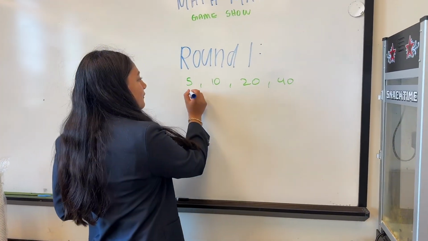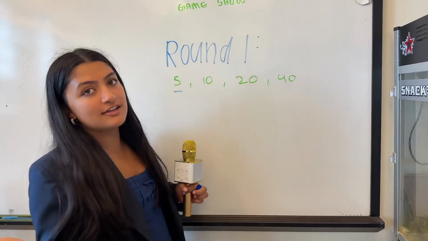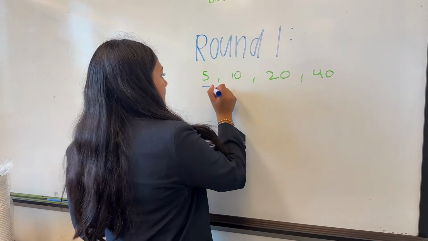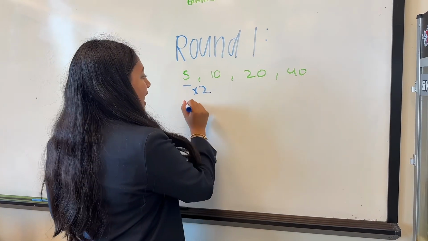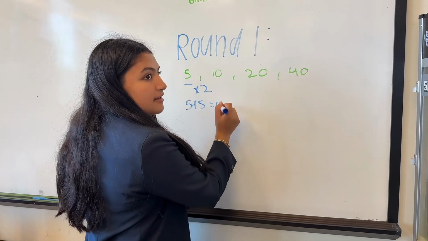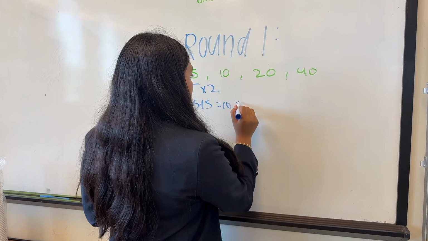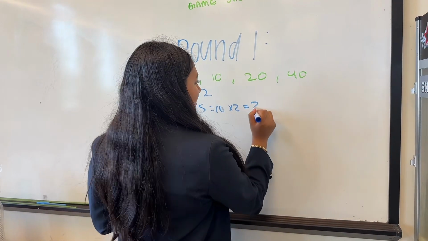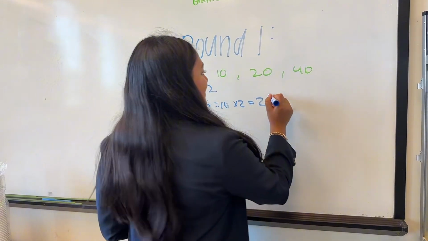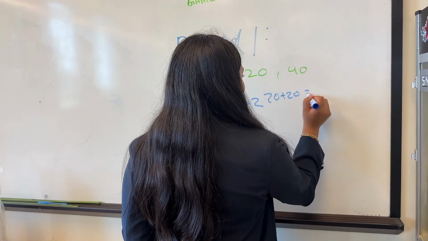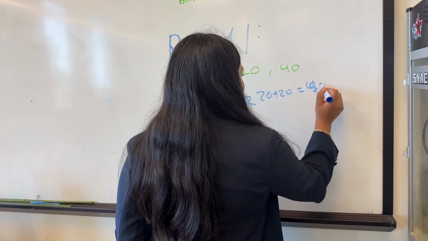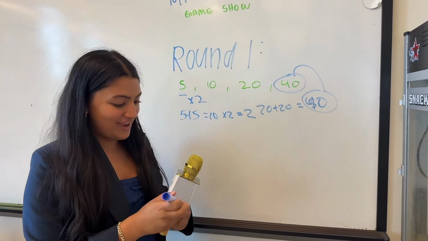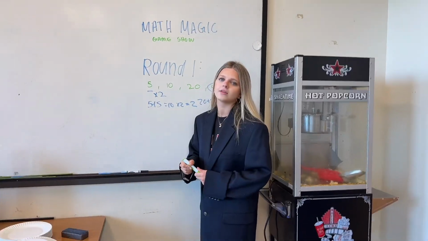So, your first number is 5. How do you get from 5 to 10? Sure, you can add 5, but that's also doubling. So, if you multiply by 2, 5 plus 5 equals 10. If you multiply 10 by 2, 10 plus 10 equals 20. If you multiply 20 by 2, 20 plus 20 equals 40. 40, which is this number. So that's how you got there. That's a geometric sequence.